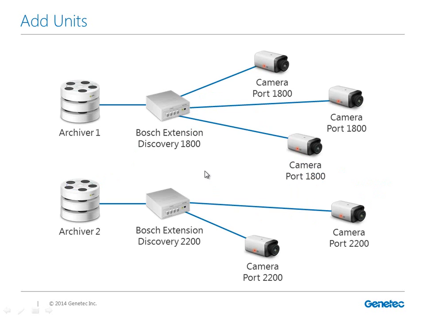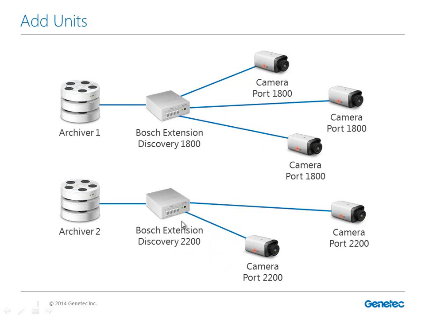So for example, if you want to break up your Bosch units between two Archivers, you're going to need to make sure you have two different discovery ports on the Archiver extensions, and then set the ports on the cameras to match the Archiver that you want the camera to connect to. In our example here, we have a Bosch extension on Archiver 1 using port 1800. So for the units we wish to add to this Archiver, we need to connect to the unit and set the port on the unit to 1800 as well. Our second Archiver is using port 2200 in the Bosch extension, so the units that are configured with port 2200 will connect to this Archiver.